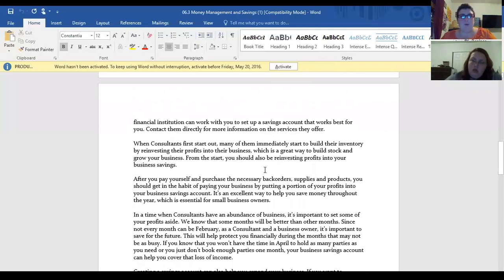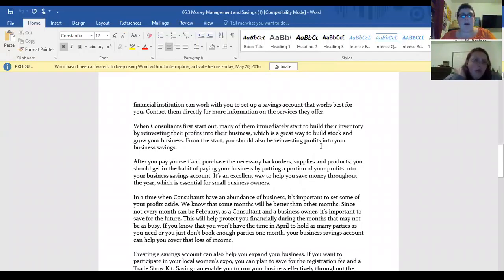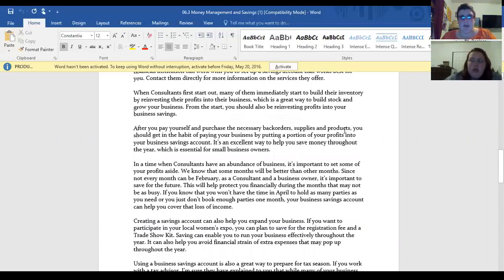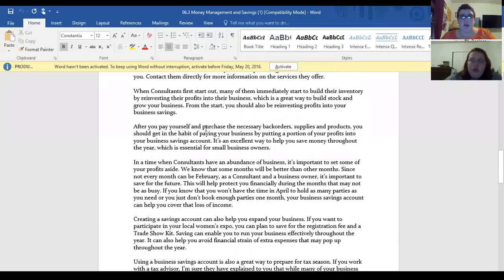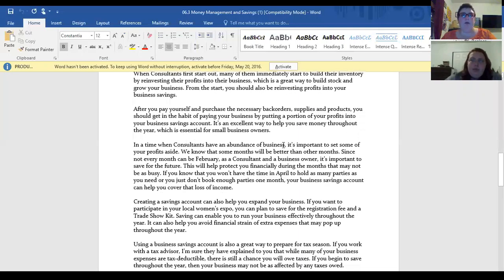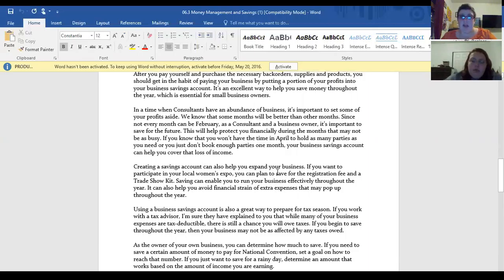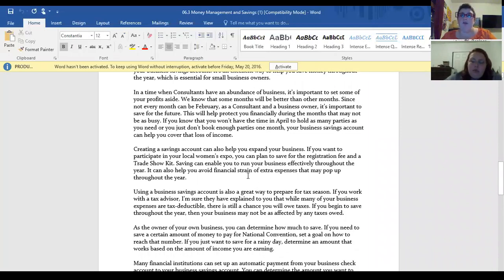When consultants first start out, many of them immediately start to build their inventory by reinvesting their profits into their business, which is a great way to build stock and grow your business. From the start, you should always reinvest profits into your business. Make sure you pay yourself and purchase any necessary back orders, supplies, and products. And you should be in the habit of paying your bills by putting a portion of your profit into your business savings account. In a time where we have an abundance of business, it's important to set some of your profits aside. A savings account can also help you extend your business. So if you know next month's going to be a slow month, at least you'll have that savings put back.